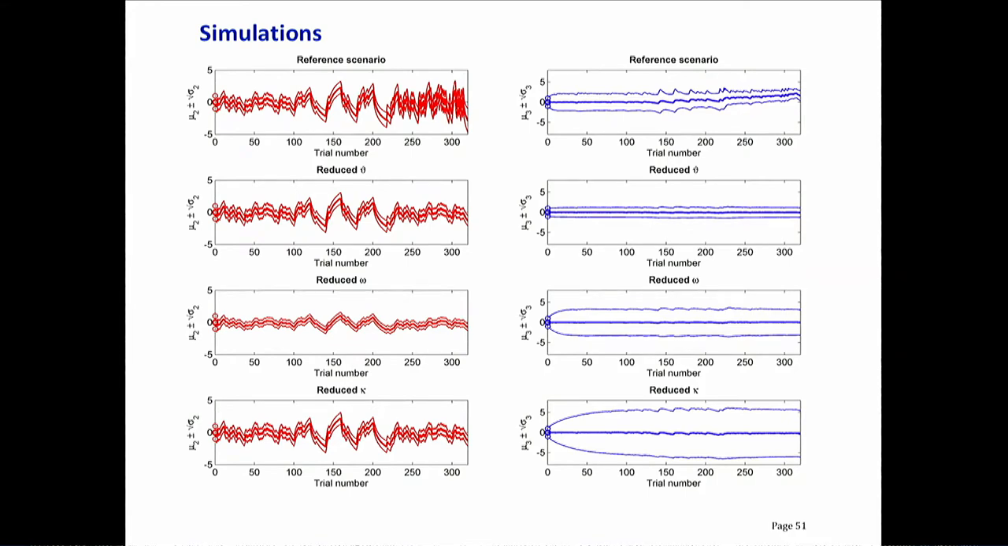And if we have reduced kappa, then the information flow between the second and the third level is impaired. This leads to lots of uncertainty at the third level because the information is just not getting through from the second level. So these are the effects that we get. And you can see sort of the richness of the different processes that we get from playing around with these three parameters.